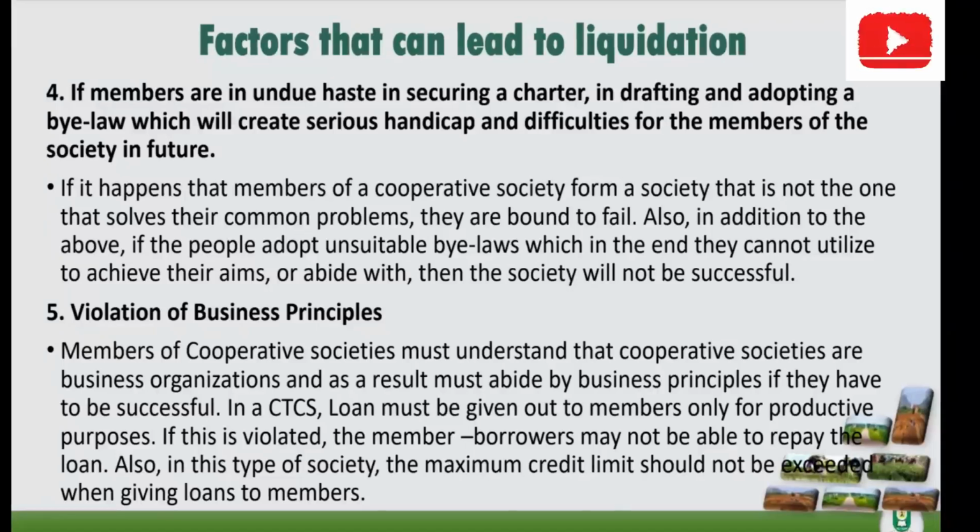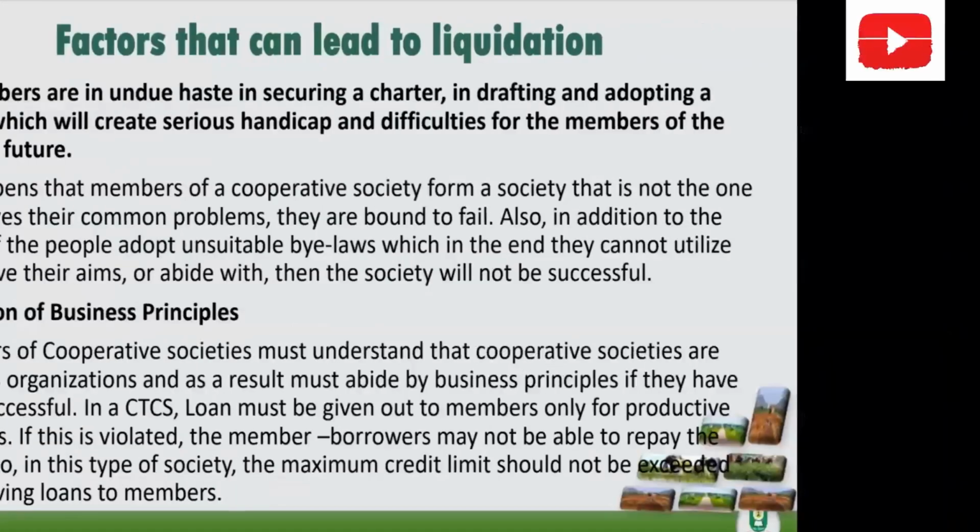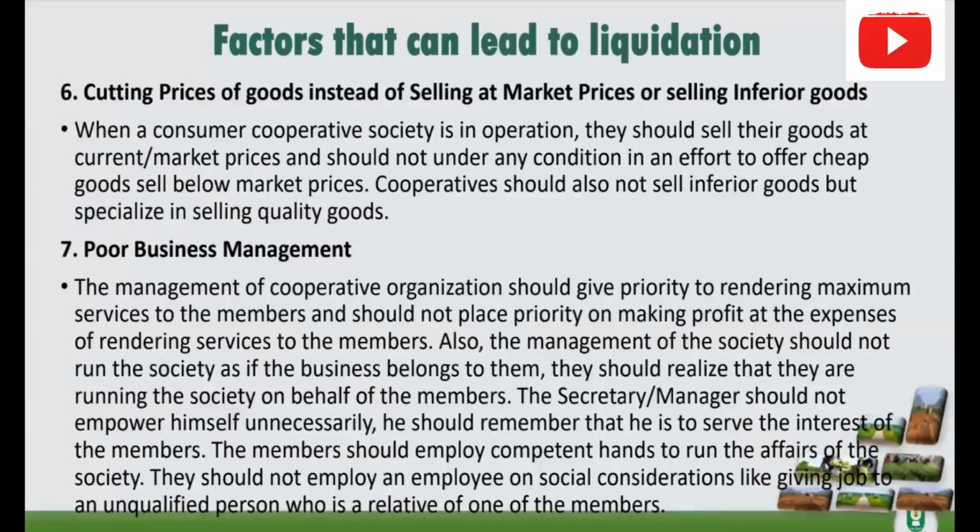Number 6, cutting prices of goods instead of selling at market price, or selling inferior goods. This is another factor that can lead to liquidation of a cooperative society. When a consumer cooperative society is in operations, for instance, they should sell their goods at current market prices and should not, under any condition, in an effort to offer cheap goods, sell below market prices. Cooperatives should also not sell inferior goods, but specialize in selling quality goods. If they do this, they are likely to liquidate soon.